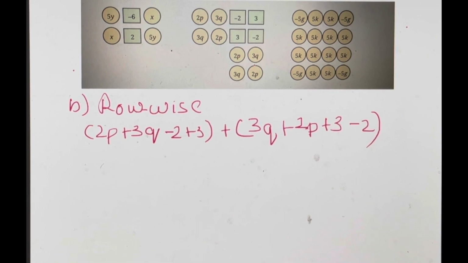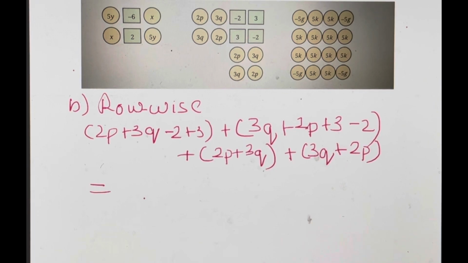The second row. Then the third row is 2p plus 3q. The fourth is 3q plus 2p. So we are adding the 4 rows now. Let us see. We open the brackets. All are plus signs, so you can even directly add them. 2p, 2p, 2p and 2p, so 8p total. 3q appears 4 times, so 3 plus 3 plus 3 plus 3 will be 12q.